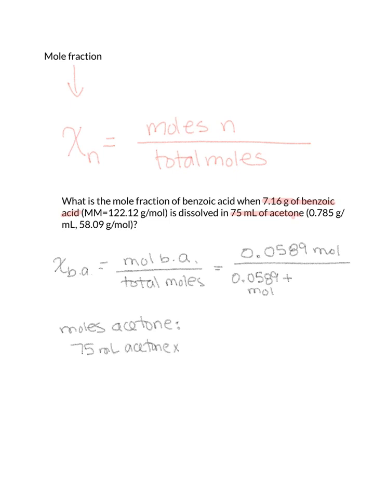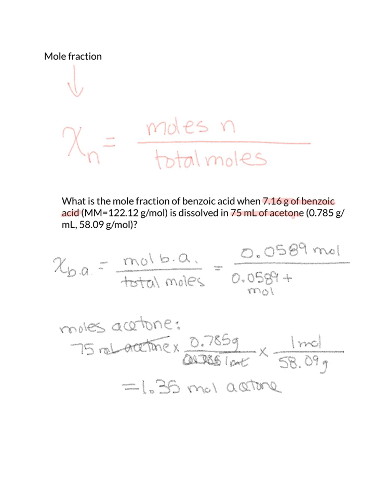Okay, well that's not too hard, right? I have the density of acetone that I can turn 0.785 grams to 1 milliliter, right? Those will cancel each other out. And now I just need to turn grams into moles, 58.09 grams in 1 mole. Turns out that that's 1.35 moles of acetone. So I have to add that to my total, 1.35 moles. And when I take 0.0589 divided by the sum of those two numbers, I find that the mole fraction of benzoic acid is 0.042.